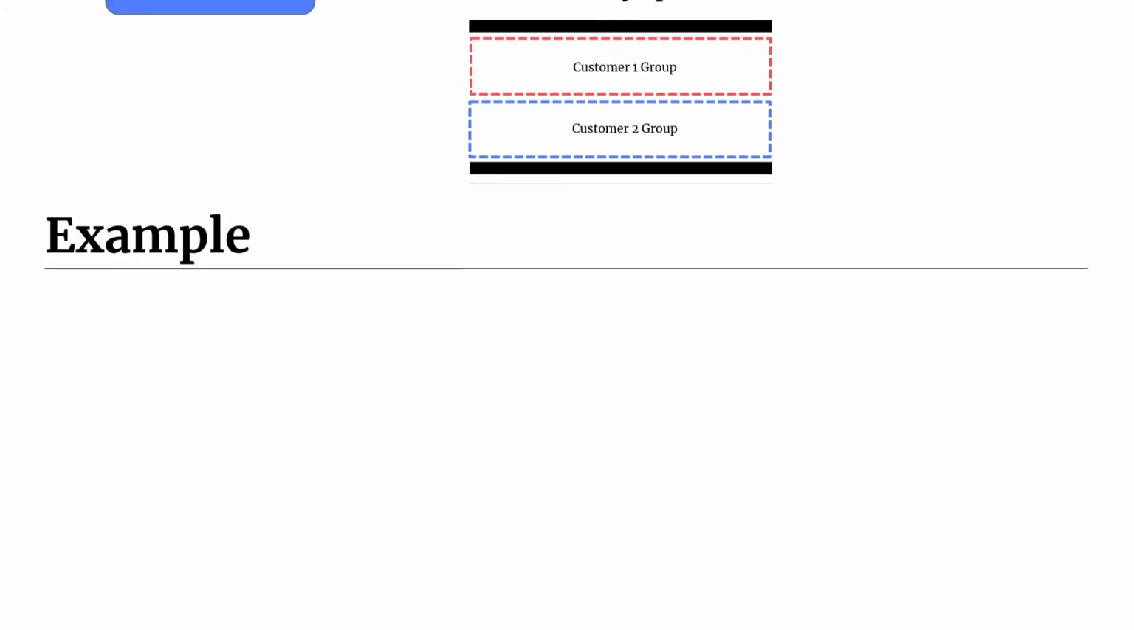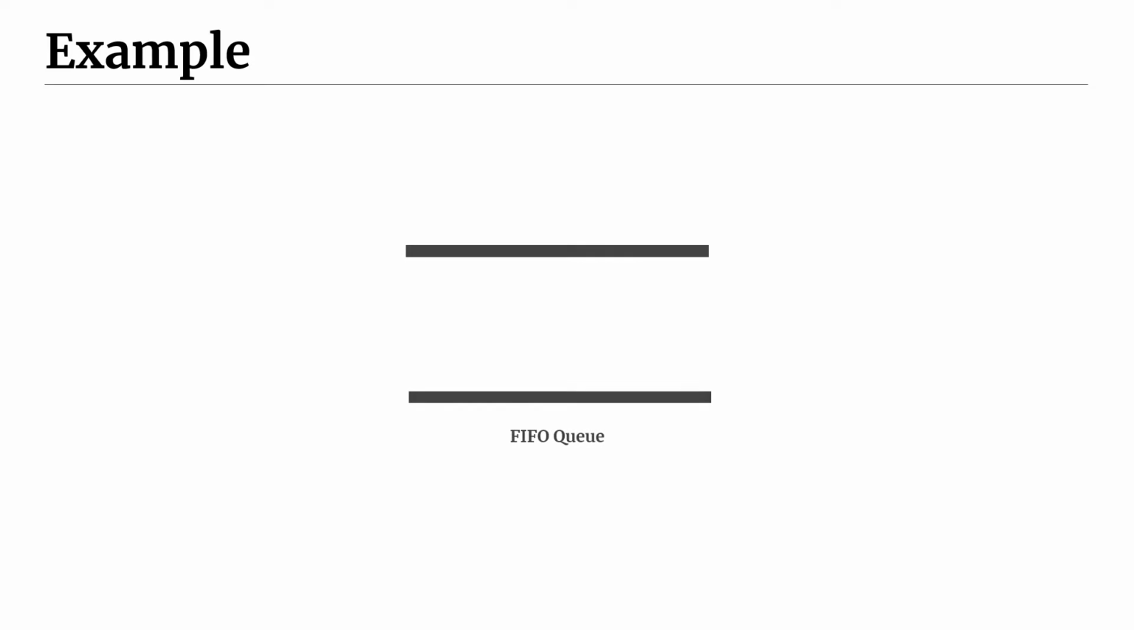So the first one is kind of a simple one, and this is our FIFO queue here. The left-hand side is our tail, and the right-hand side is our front. So if you put messages in, they're going to show up first on the right. And this example is going to be if you're using a single group ID.